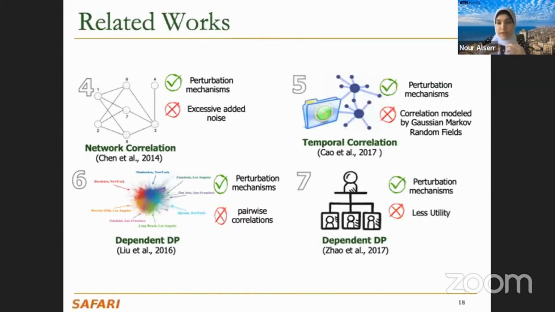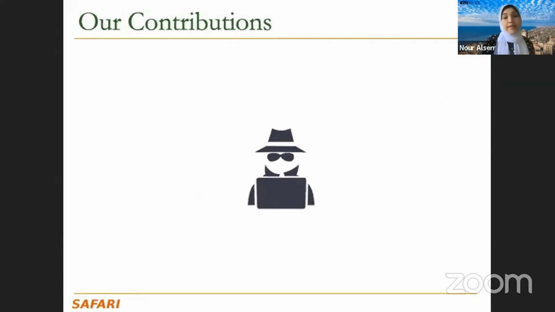For example, if I have mother, father, and son, then all three of them are correlated together. I mean, the son to his father and his mother together, right? So I cannot go for pairwise correlation. We need to consider joint correlation for more accurate data. So what are our contributions in that direction?